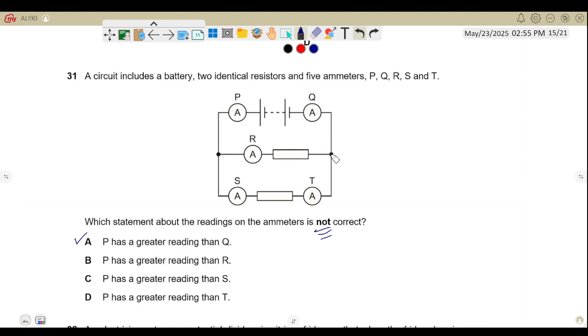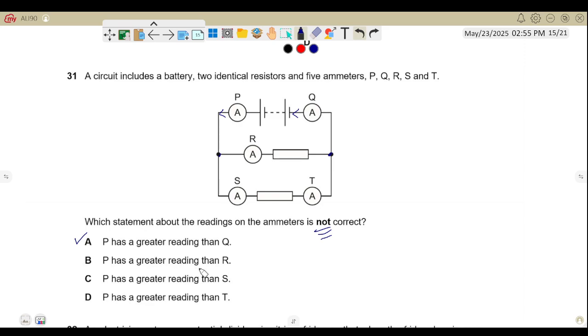As we see here, between this node and this node, the ammeter P and the ammeter Q are included in the same branch. It's the primary branch, which includes, of course, the battery. So the same current will pass through the two ammeters, which means they will give the same readings.